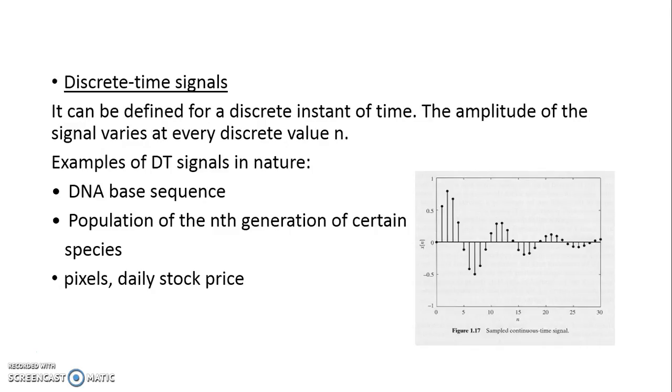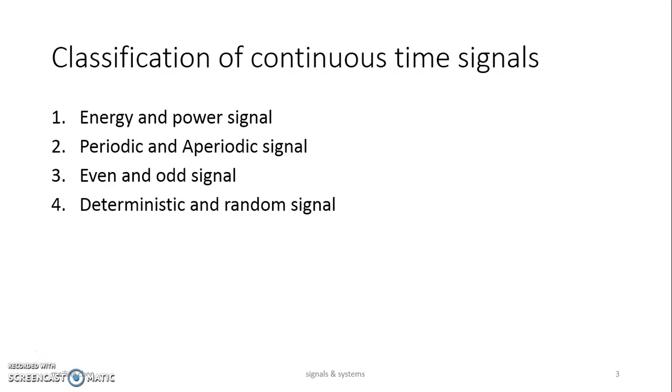Discrete time signals are defined for discrete instants of time. The amplitude of the signal varies at every discrete value n. Examples of discrete time signals: DNA base sequence, population of the nth generation of a certain species, pixels, daily stock price.